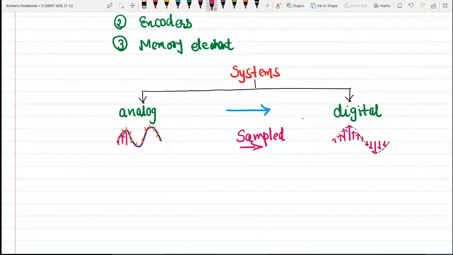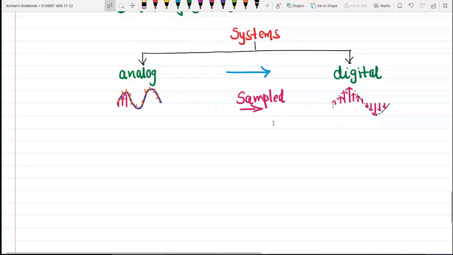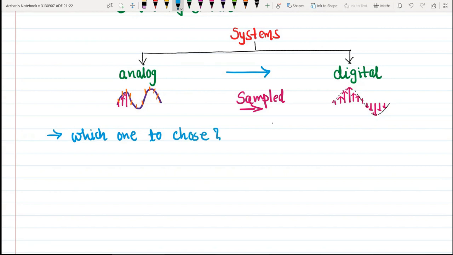Okay, so we have these two signals now. One is the analog signal, another one is the digital signal, right? So the question is, which one to choose? If I have the analog signal and I have the digital signal, then the question should arise in your mind which one I need to choose. And definitely you will choose the digital one because we have seen a number of advantages.